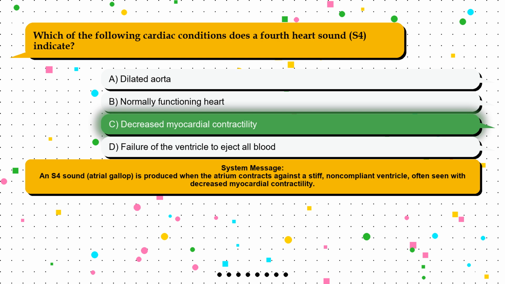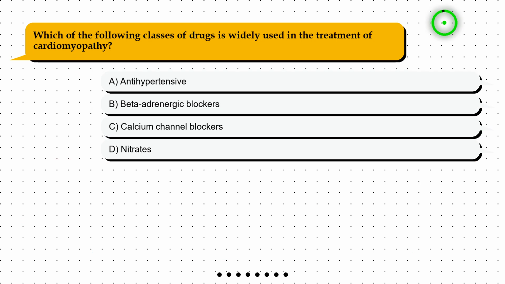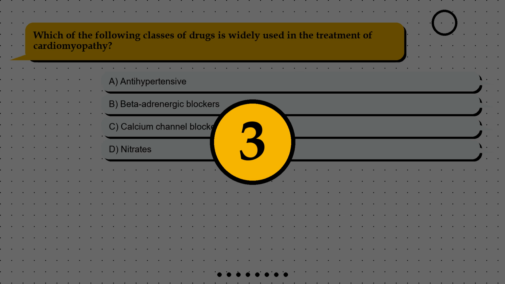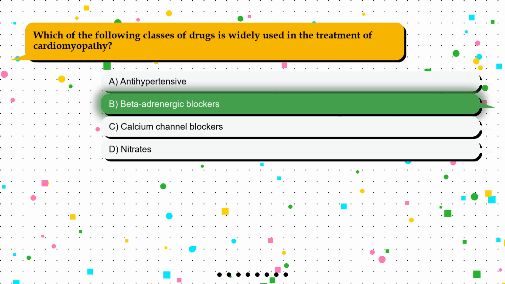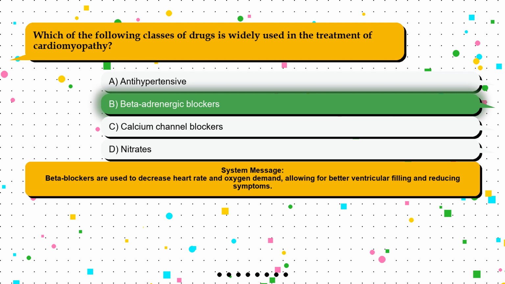myocardial contractility. Question 3. Which of the following classes of drugs is widely used in the treatment of cardiomyopathy? Option A, antihypertensive. Option B, beta-adrenergic blockers. Option C, calcium channel blockers. Option D, nitrates. The correct answer is option B, beta-adrenergic blockers. Beta blockers are used to decrease heart rate and oxygen demand, allowing for better ventricular filling and reducing symptoms.